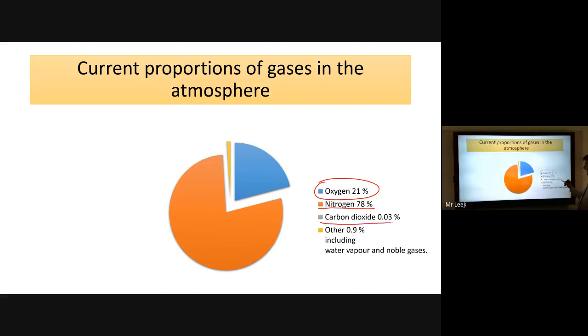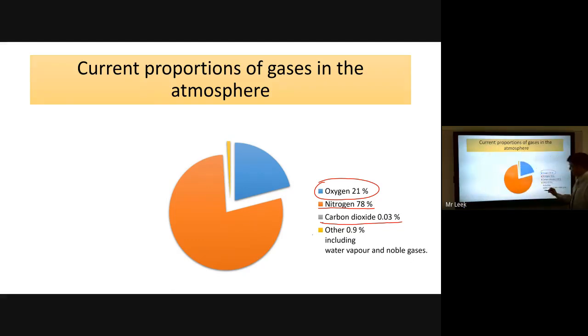Carbon dioxide is about 0.03%. So in this room here, 0.03% carbon dioxide. If that level of carbon dioxide goes up, then that is when it gets dangerous, and it doesn't need to be much higher to actually start to cause problems.